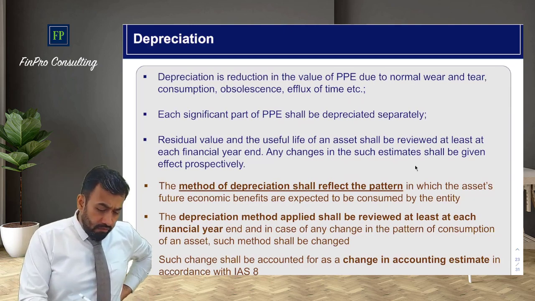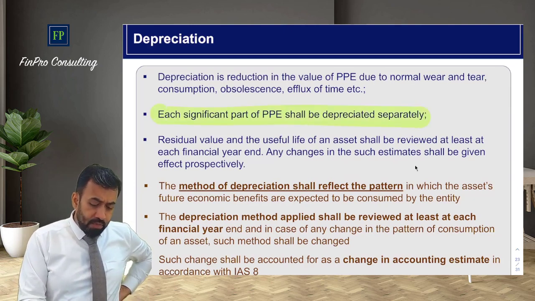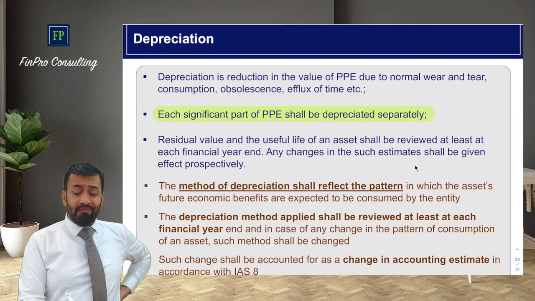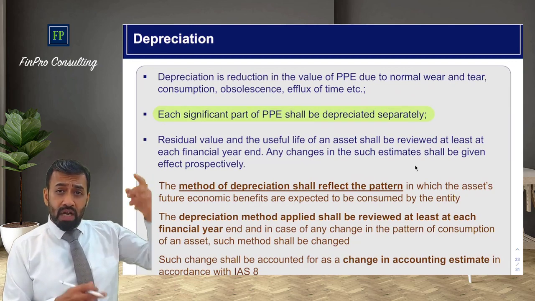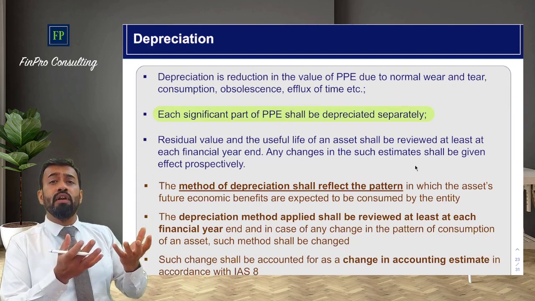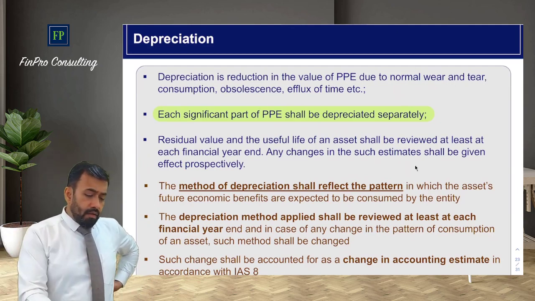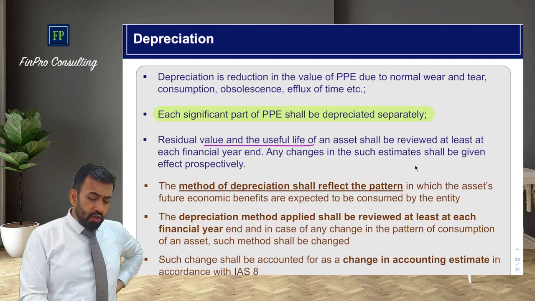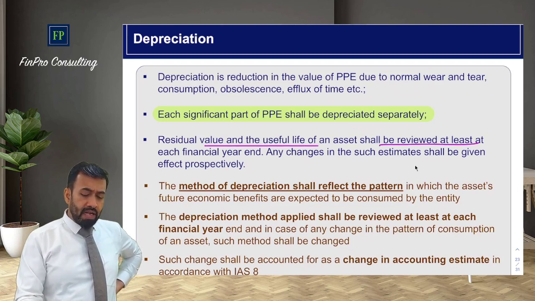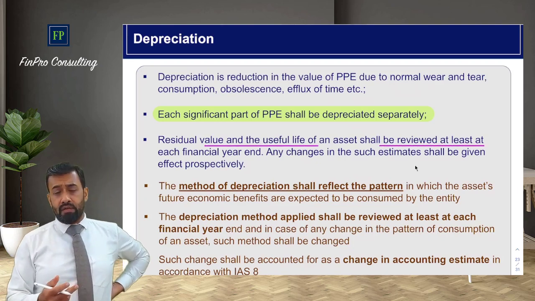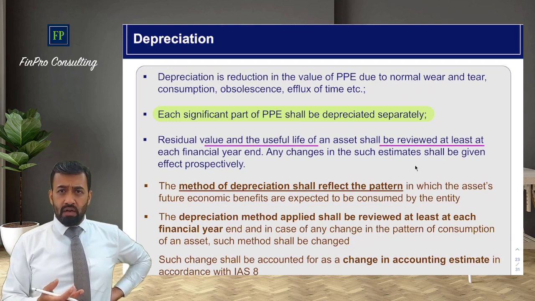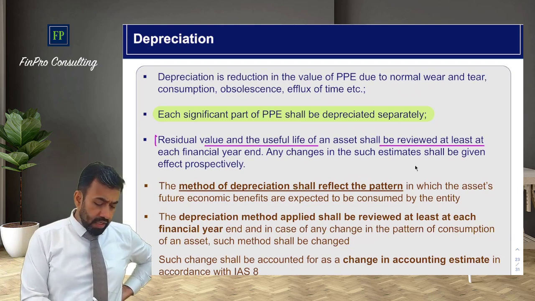And this is important, we have seen this. Each significant part of PP shall be depreciated separately. From here, in subsequent expenditure, the concept of componentization steps in. Residual value and useful life of an asset shall be reviewed at least at each reporting date. Each financial year end, you'll have to check the residual value.